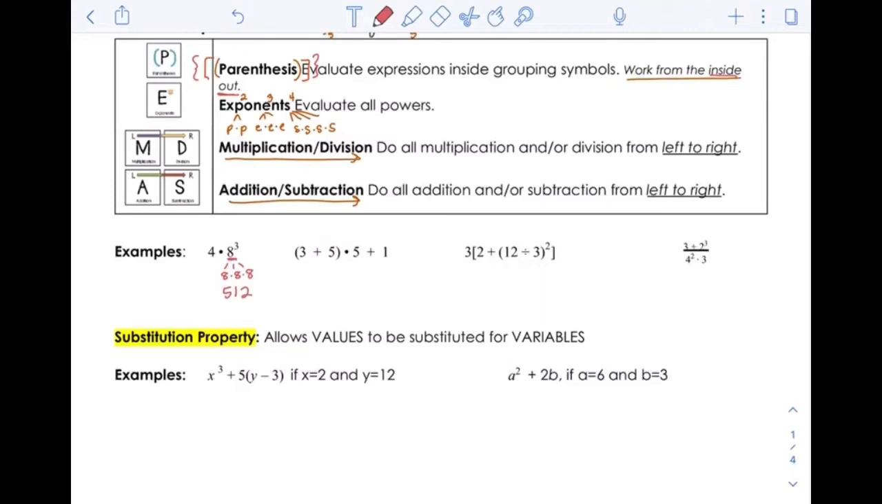Then we drop everything else down. That means I have multiply and then a 4. So my next step is multiply and divide. Well, I only have one thing left to do, and that's to multiply 4 times 512. So use your calculator, and you should get 2,048.